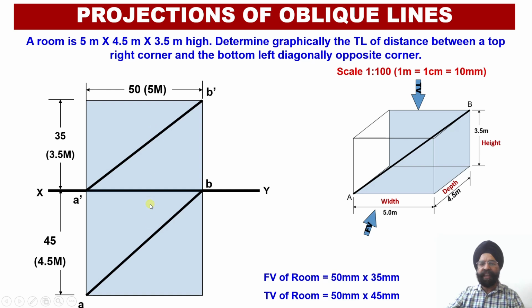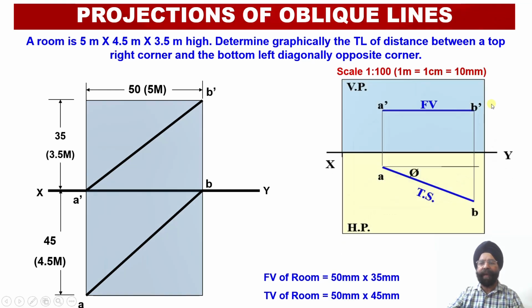So once these 2 apparent lengths have been obtained in the front view and the top view construction corresponding to this particular room, now we are left with evaluation of the true length of the distance which is going to be joining these 2 diagonally opposite corners, that is point A and point B, using the rotation of the line method.